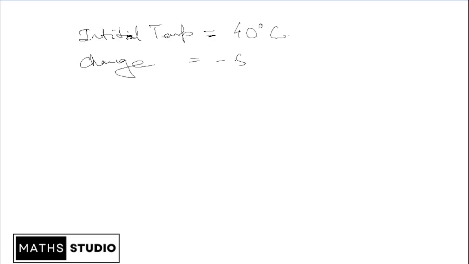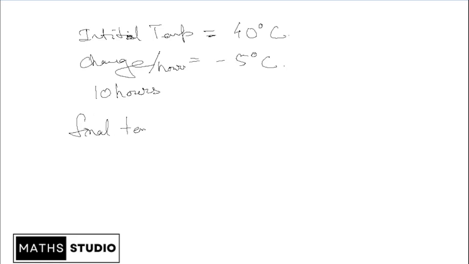A certain freezing process requires the room temperature to be lowered from 40 degrees Celsius. So the initial temperature is equal to 40 degrees Celsius. Okay, change in temperature per hour is minus 5. Change is minus 5 degrees Celsius every hour. And how many hours are we going to keep it? We are going to keep it for 10 hours. Okay, so what is the final temperature?